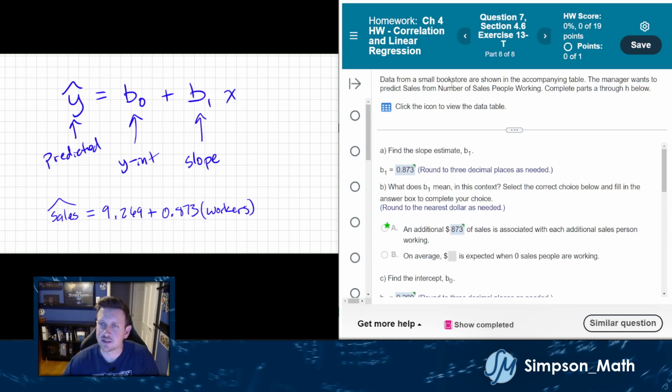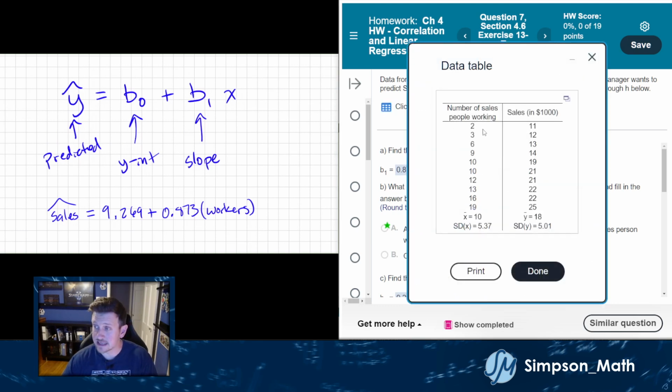So this is data from a small bookstore shown in the accompanying table. The manager wants to predict the sales from the number of salespeople working, and we'll complete these parts. So let's take a look at the table. It says we have number of salespeople working, 2, 3, 6, 9, and so on. Sales 11, 12, 13, 14. Now that's not $11, $12, that's 11,000, 12,000. So always be careful about our units.